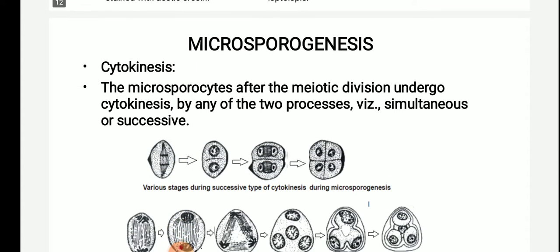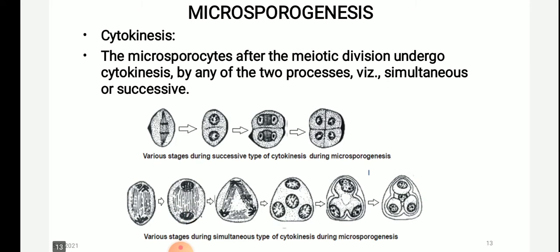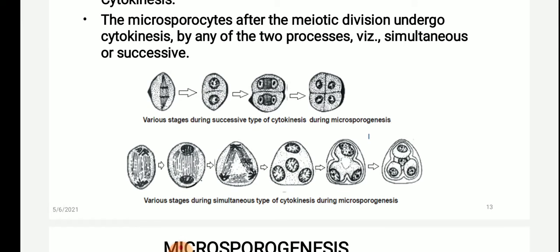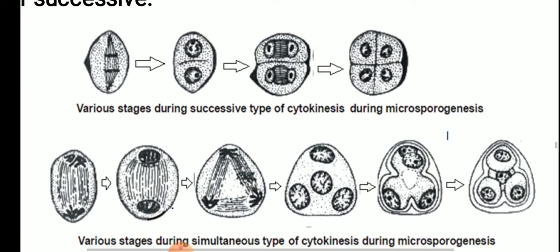So let us take up the cytokinesis. In meiosis, karyokinesis happens first, followed by the cytokinesis. Cytokinesis can be classified into two types. Microsporocytes after meiotic division undergo cytokinesis by either of two processes, simultaneous and successive type. If you see this picture, you will understand.